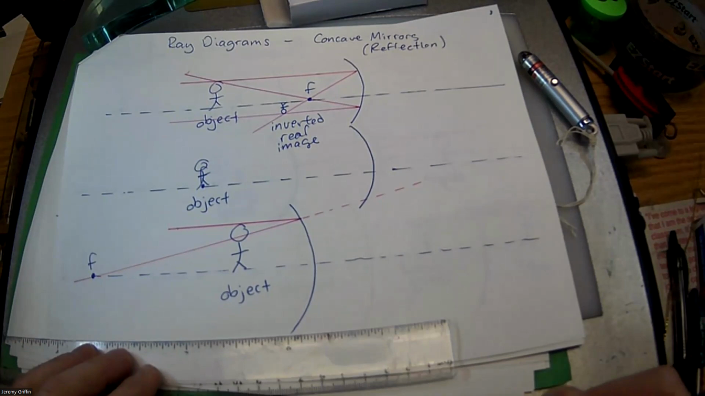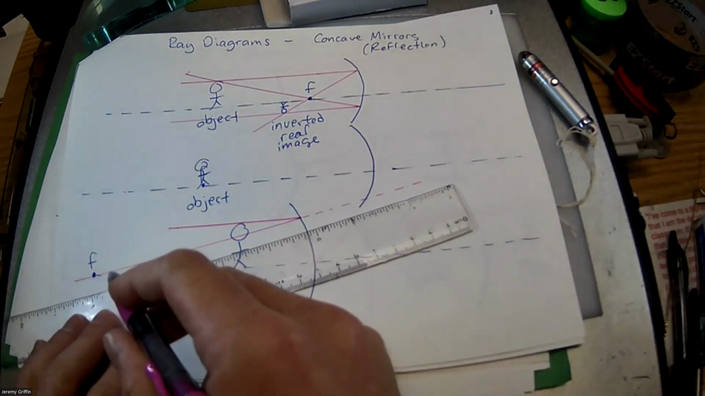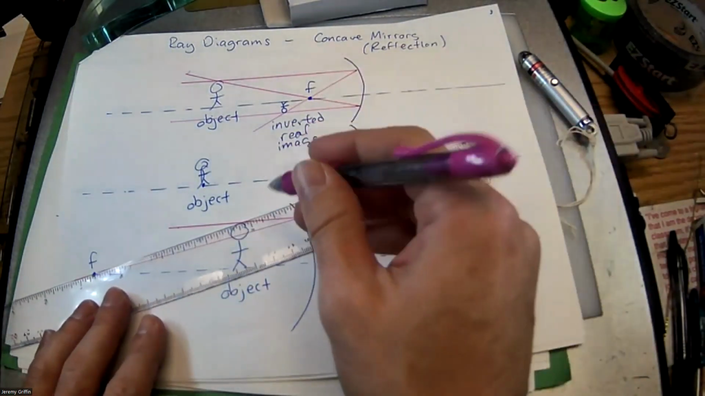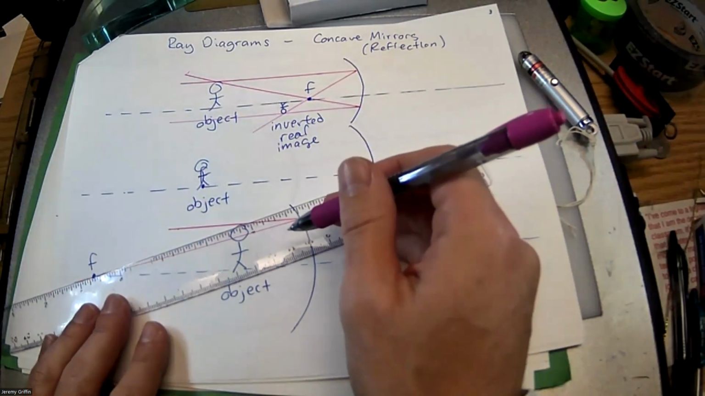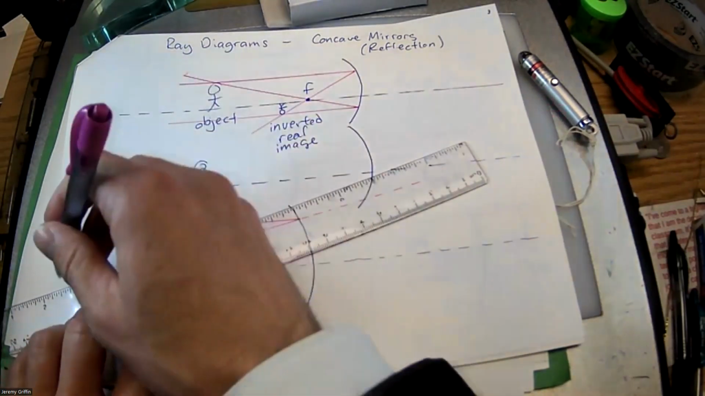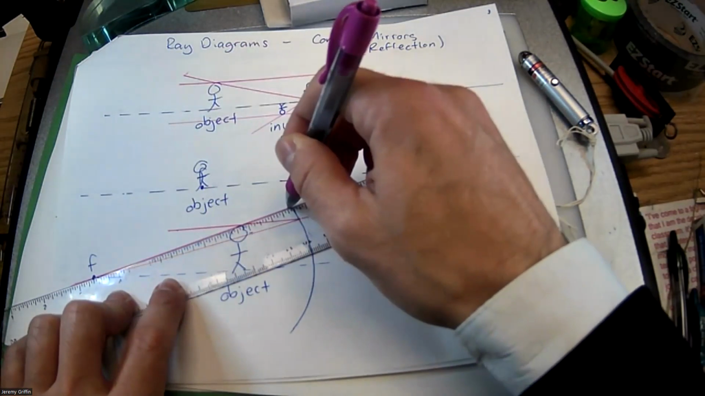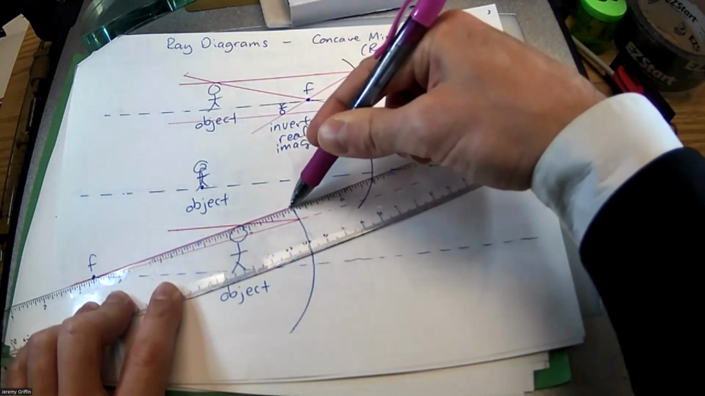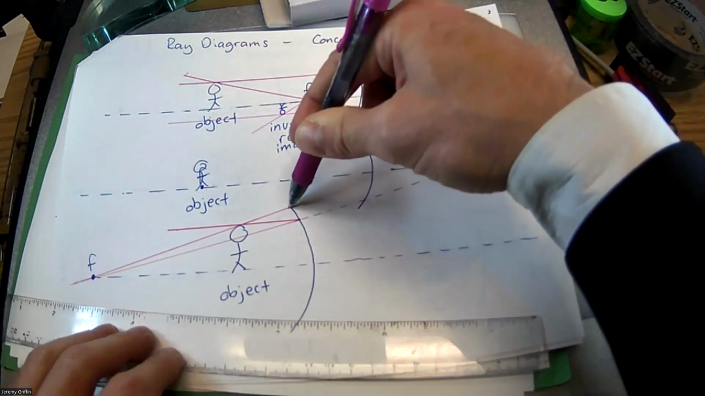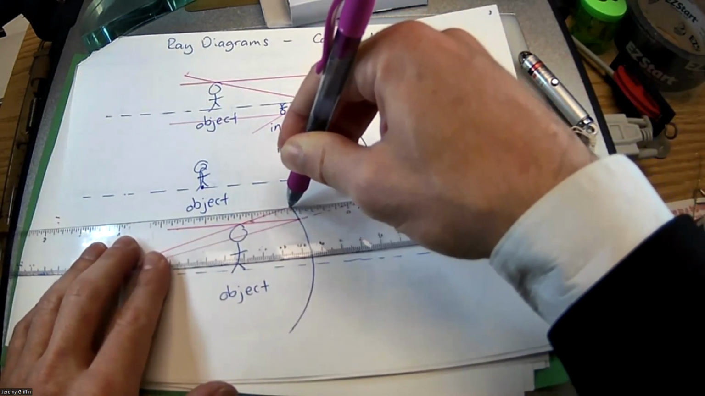Then the other light we were following was from the focal point to the top of his head, or top of his head to the focal point. Go ahead and take that all the way to the mirrored surface, just like that. Now it's going to bounce off back parallel to the ground.